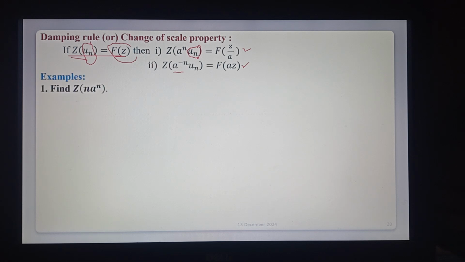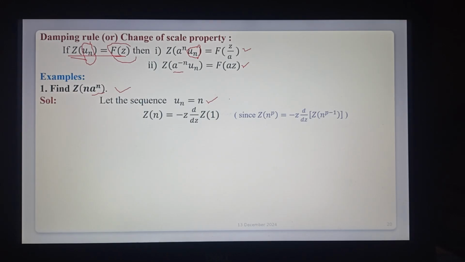See the example here. Find the Z transform of n a^n. Here the form is a^n into u(n), and we assume u(n) is equal to n. So first of all, we find the Z transform of n. The Z transform of n is equal to minus z d/dz of the Z transform of 1, by using the recurrence formula. Here we replace p by 1, that is n to the power 0, which is 1. We know that the Z transform of 1 is z/(z minus 1).